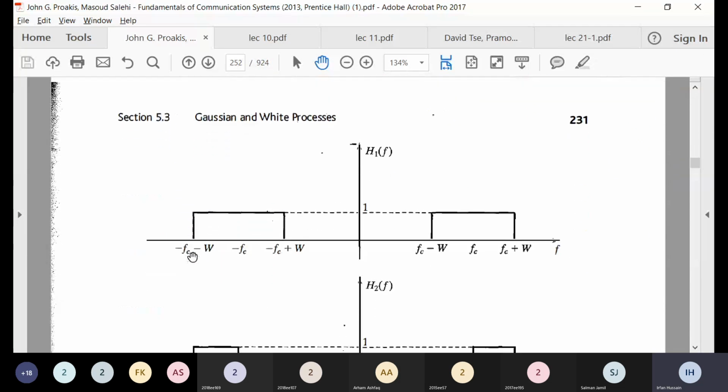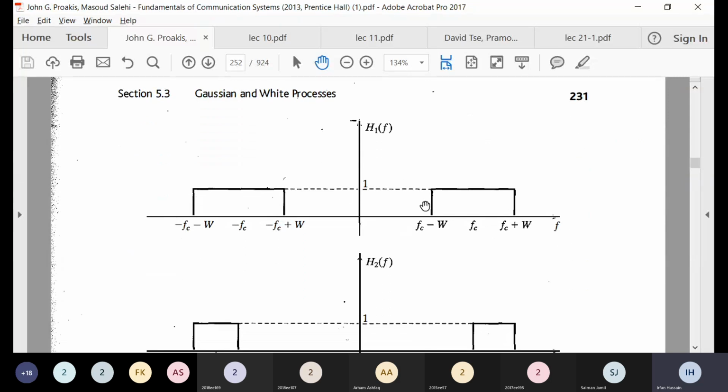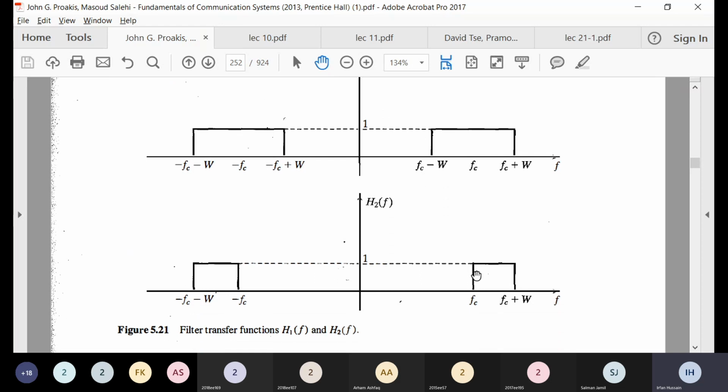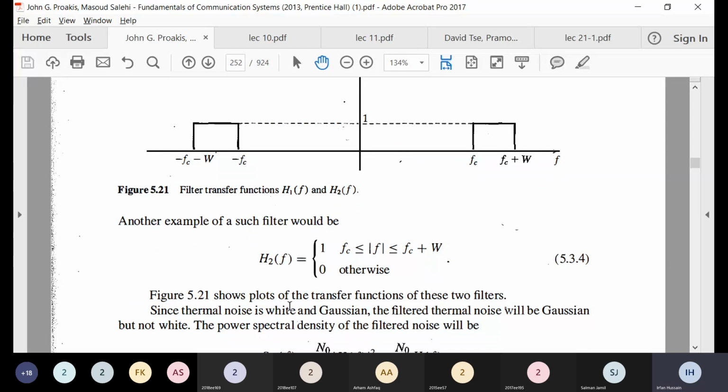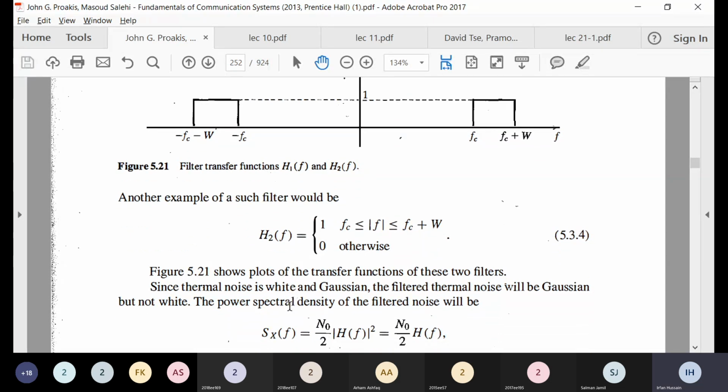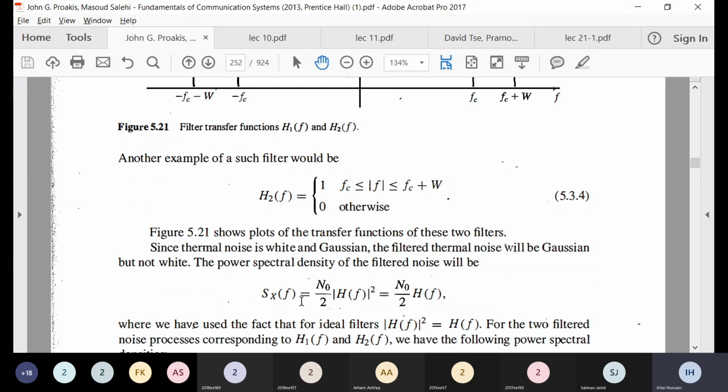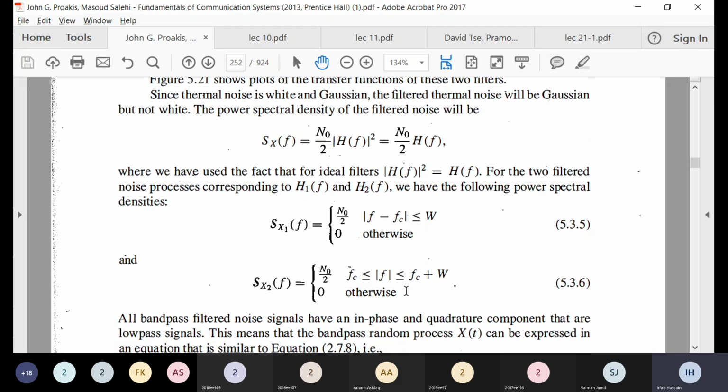Let us see an example. Let us say we have two filters. One filter is like this, a double sideband, and this is single sideband, where only the upper sideband is there. They are of height 1, so even if you take the square of 1, this will be just 1. Now the input is a process of N naught by 2. I multiply this with the filter response, which is 1. Definitely the output will be N naught by 2, but this output will only exist around fc. For double sideband, this will be around fc, positive and negative, both sides. For single sideband, it will be just from fc to fc plus W. This will be 2W, this will be W.